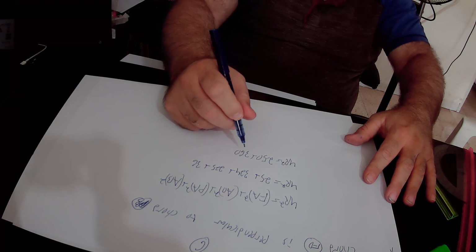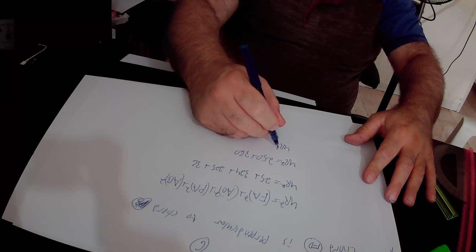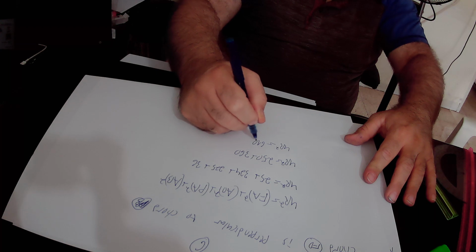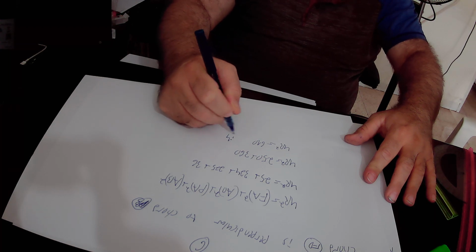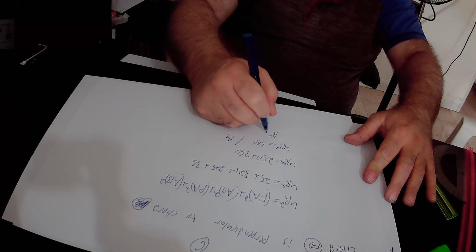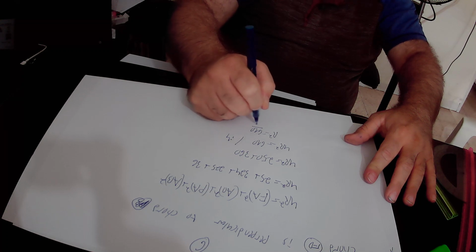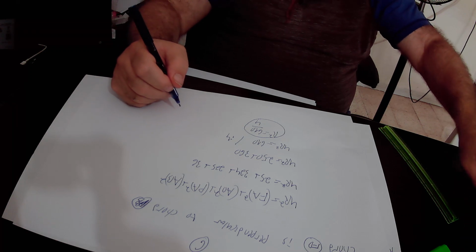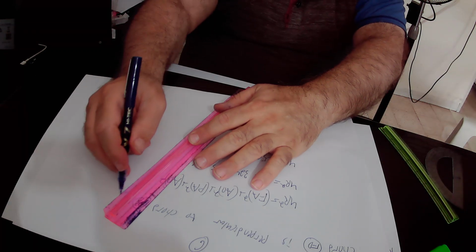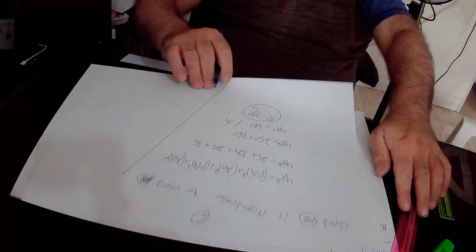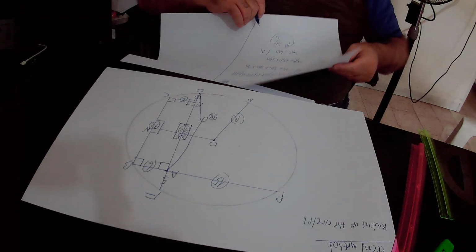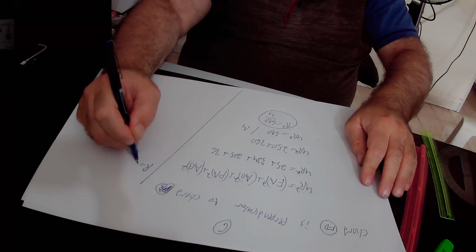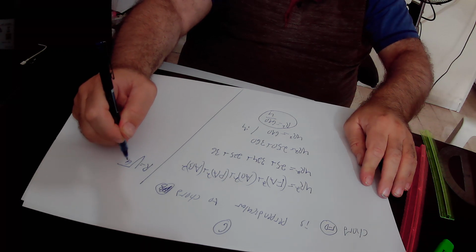So 4R squared equals 250 plus 360, that is 610. Here we'll divide this equation by 4 and we'll get that R squared equals 610 over 4. Here we'll take a root of this equation and we'll get that R, the radius that we are looking for of this circle, equals the square root of 610 over 4.